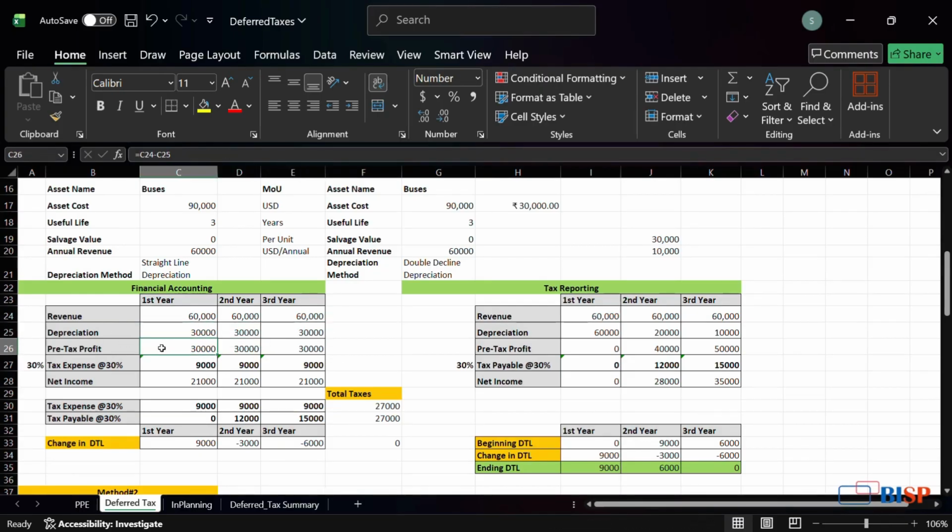Next, we calculate pre-tax profit. The formula is very straightforward. Pre-tax profit equals revenue minus depreciation. So 60,000 minus 30,000 equals 30,000. Now we calculate accounting tax expense. The formula is tax expense equals pre-tax profit multiplied by the tax rate. So 30,000 multiplied by 30% equals 9,000. Since all 3 years have identical values, the tax expense remains 9,000 every year.